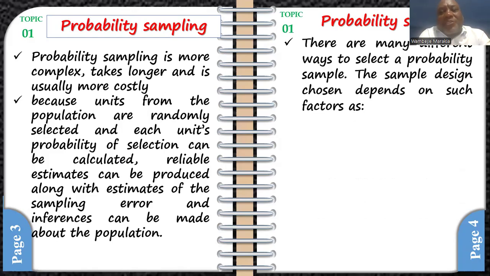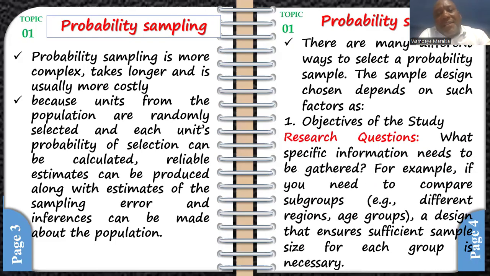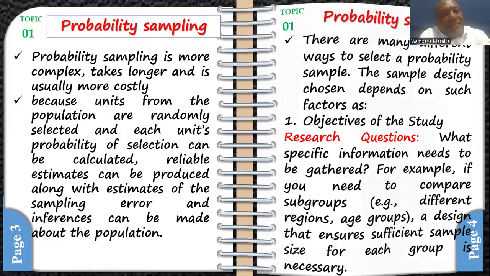And there are many different ways of selecting a probability sample. The sample design chosen depends on factors such as the objective of the study. That's factor number one that you should consider when you are using probability sampling. And from the objective of the study, we get the research questions. What is the specific information that a researcher needs to gather? For example, if you need to compare subgroups from different regions or age groups, a design that ensures sufficient sample size for each group is necessary.